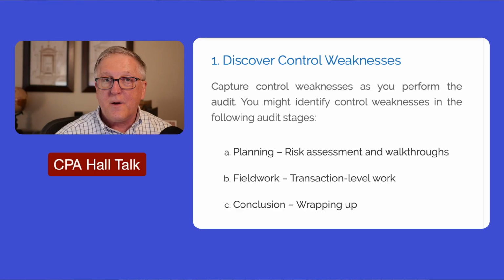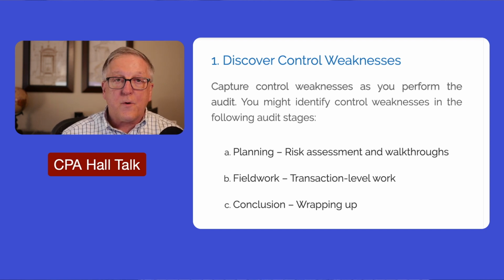The main point I want to make here in terms of capturing is to do so as you identify the control weakness. So many times we're doing the audit, we get busy, and we bump into a control weakness, but then we forget to document what we're seeing. And then 2, 3, 4 weeks later, we're trying to describe that control weakness so we can communicate it to management. And we struggle because we didn't properly capture that control weakness when we first saw it.